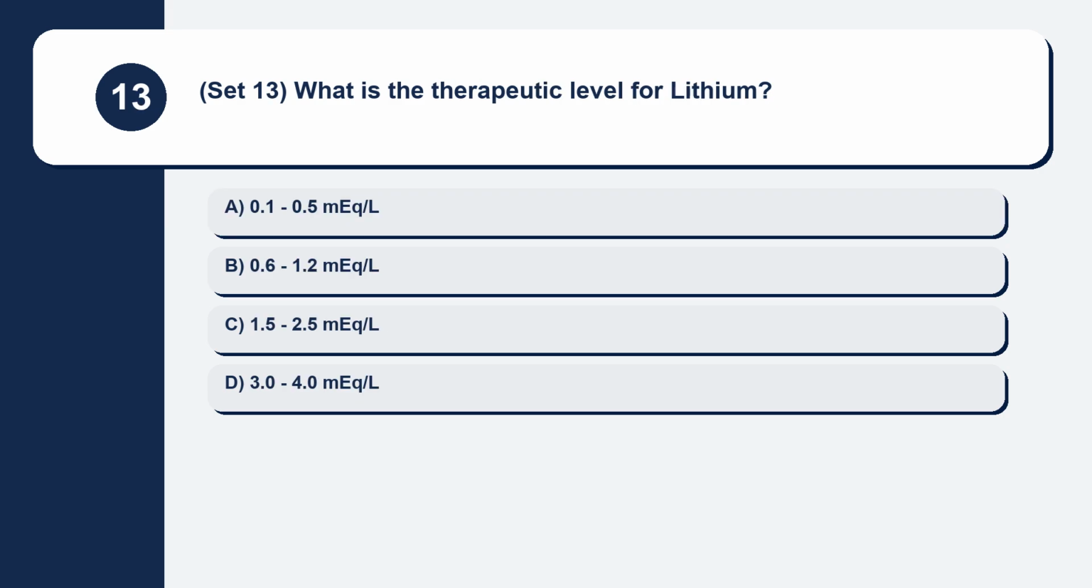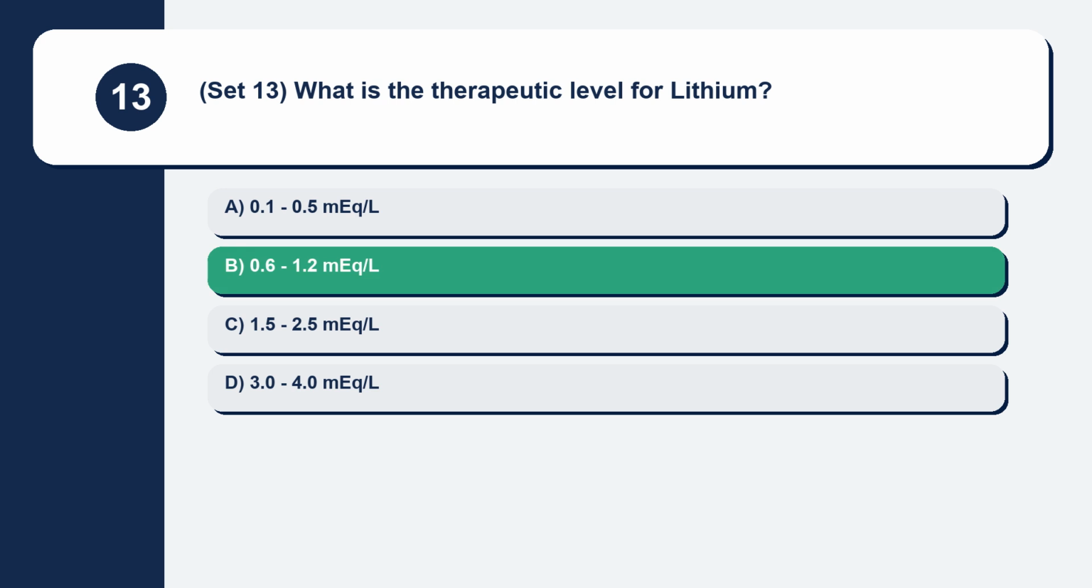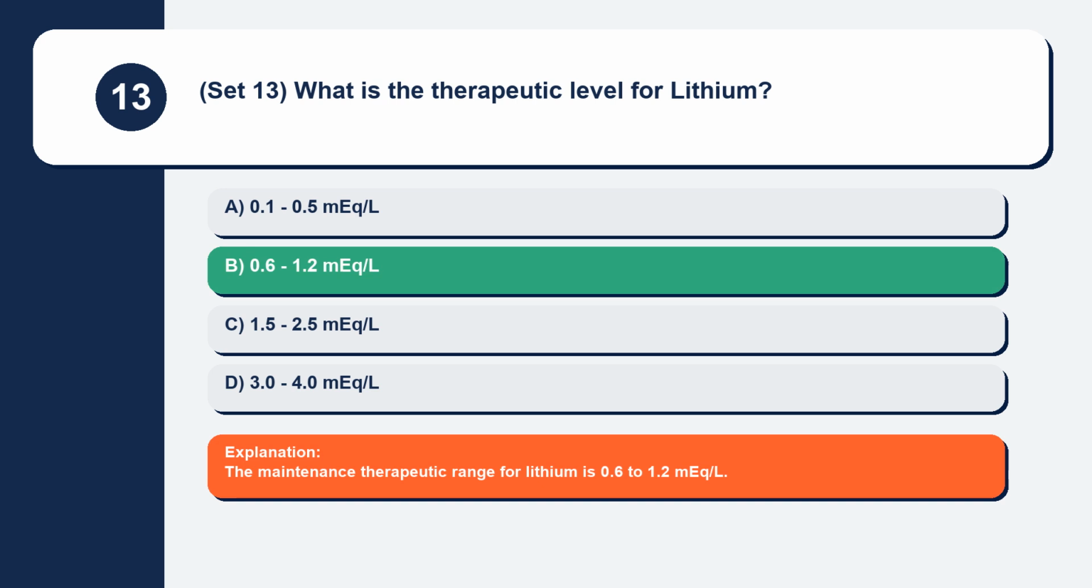Question 13. Set 13. What is the therapeutic level for lithium? 0.1 to 0.5 milliequivalent/L, 0.6 to 1.2 milliequivalent/L, 1.5 to 2.5 milliequivalent/L, 3.0 to 4.0 milliequivalent/L. The maintenance therapeutic range for lithium is 0.6 to 1.2 milliequivalent/L.